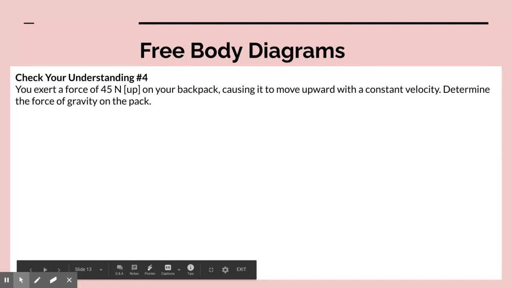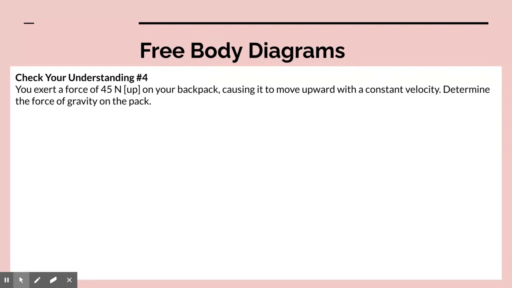Okay, so number 4, check your understanding number 4. So real quick, you exert a force of 45 newtons up on your backpack, causing it to move upwards with a constant velocity. Determine the force of gravity on the pack. So think about that for a second. Pause the video, see if you can figure it out, and then come back, and I'll solve it along with you, or at least provide you the answer. See how close you were.